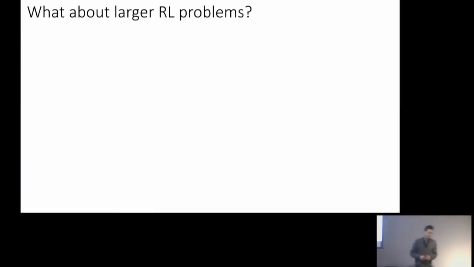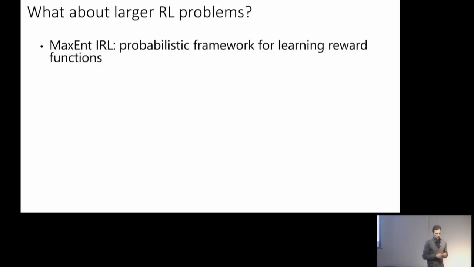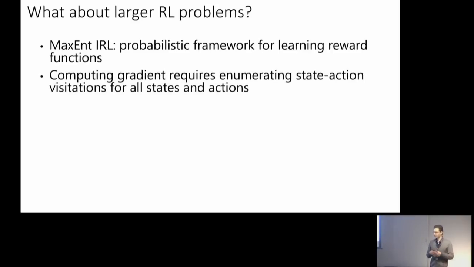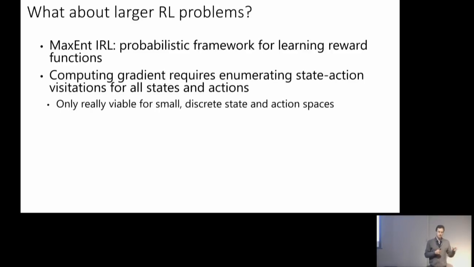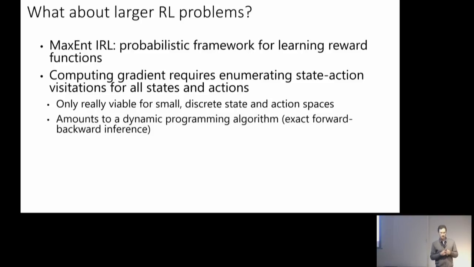All right, let's continue. So before the break, I talked about how we can do inverse reinforcement learning in domains where the state and action space is small enough that we can sum together these state action visitations over all possible states and actions. But what about larger problem domains? So maxent IRL provides us this probabilistic framework for learning reward functions, which seems really appealing. But computing the gradient, as we discussed so far, requires enumerating all the state action visitations, which is only viable for small discrete state and action spaces.